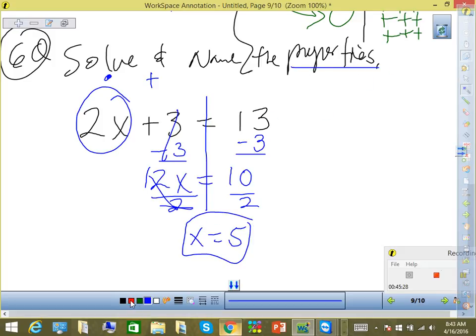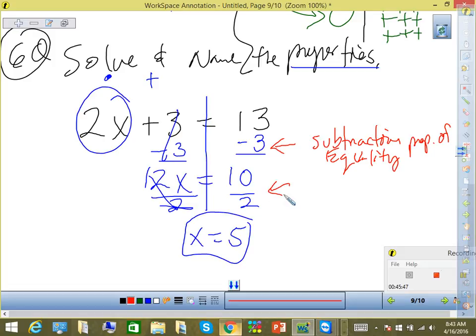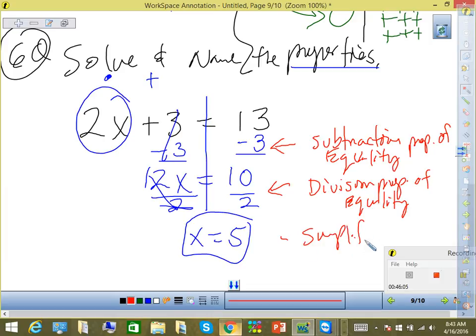Properties. What did we do here to each side? So we write subtraction, property of equality. What do we do here to each side? Divided, so division, property of equality. And then at the end we just write simplify. It's already simplified.